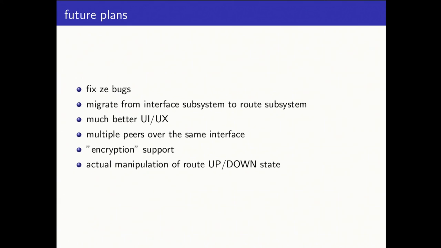Definitely need to support multiple peers over the same interface. Right now, it's limited to one source and destination on one interface. We can do multiple interfaces, but that only solves a small amount of the problem.